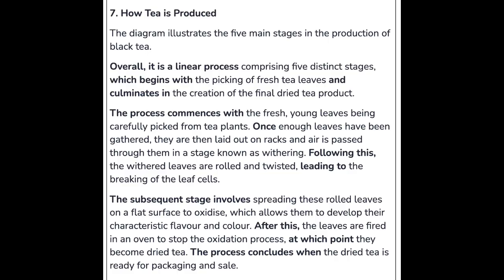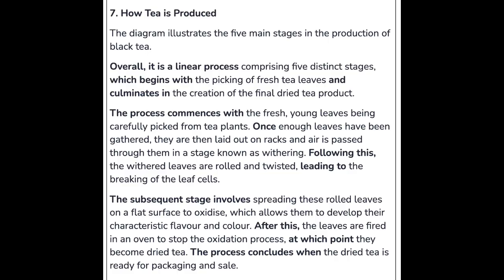The process commences with the fresh, young leaves being carefully picked from tea plants. Once enough leaves have been gathered, they are then laid out on racks and air is passed through them in a stage known as withering. Following this, the withered leaves are rolled and twisted, leading to the breaking of the leaf cells.